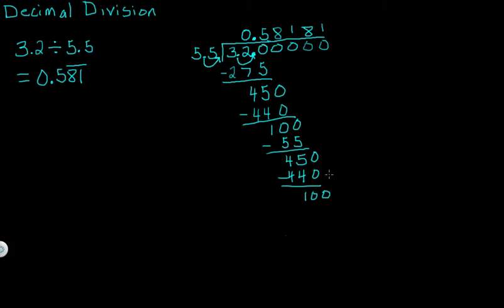So if I did 100 here, that would be 55. We subtract, I would get 45. I would annex a 0, bring it down, and then I would end up with 8 again. So we see here that we're going to keep getting 8, 1, 8, 1, 8, 1, 8, 1. Right? So this is it, 0.581 repeating, 81 repeating.